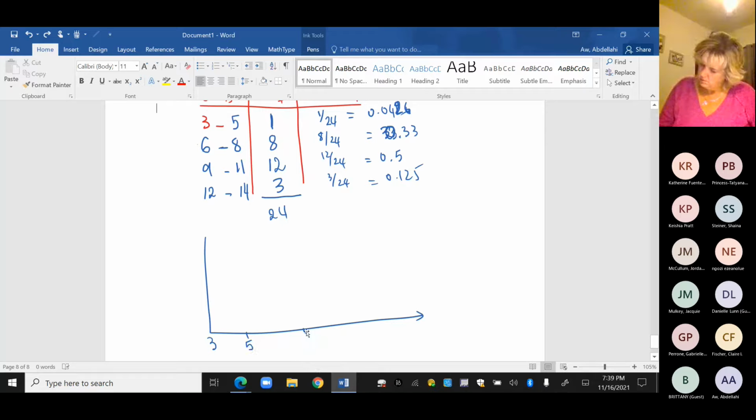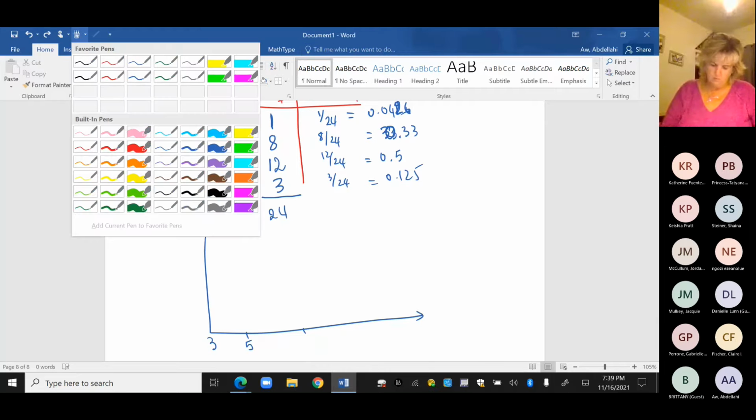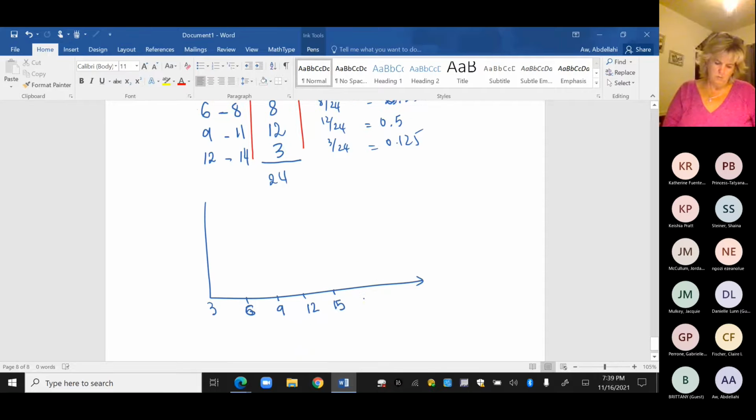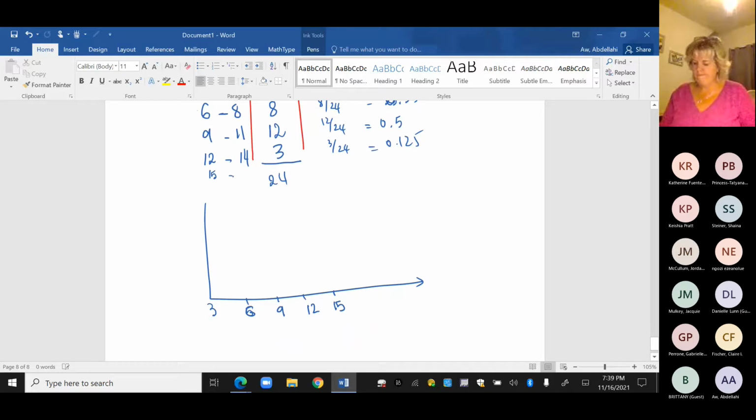So I don't put 9 here. I put 3, 6, and then 9 here, and then 12, and then 15, since 12 plus 3 is 15. Okay, I put all the lower limits, because the next one to come would start with 15, right? That's why we have 15 here.